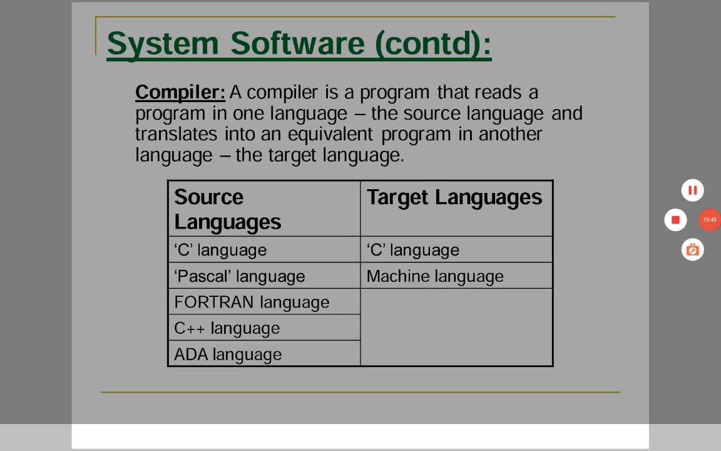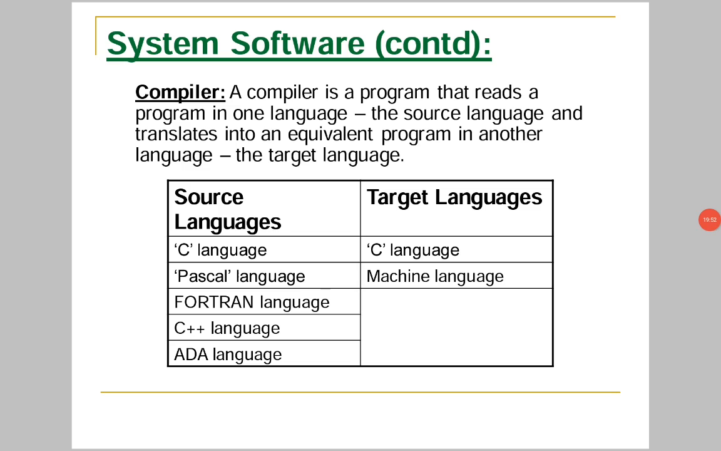So what is a compiler? A compiler is a program that reads a program in one language, the source language, and translates it into an equivalent program in another language, the target language. So the compiler simply translates the source program written in any high level language into the corresponding object language. What is object language? Object language is generally in some mnemonics or something.